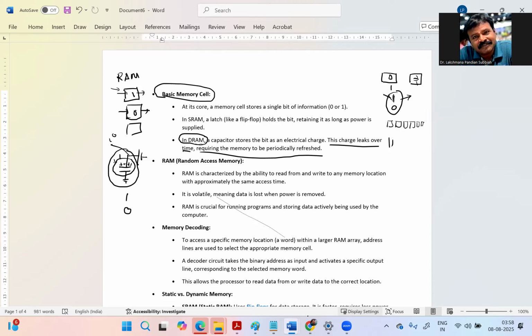The DRAM costs somewhat less compared with SRAM. So this is SRAM, this is DRAM: two types of memory cell, the DRAM and the SRAM.